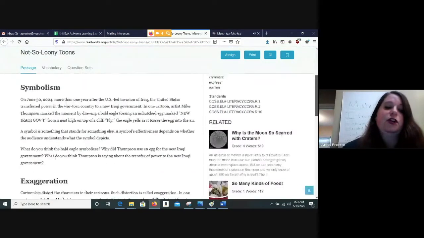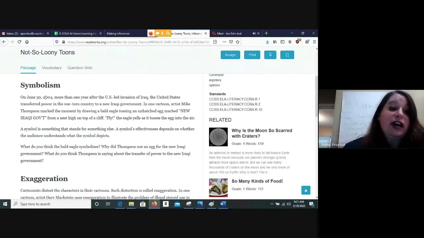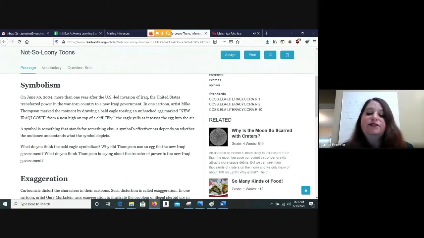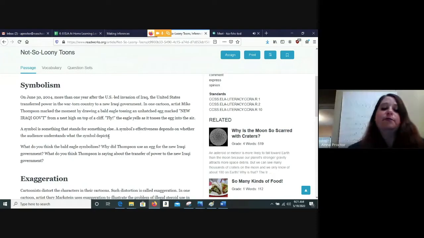Okay, we're going to go to the section called Symbolism. On June 30th, 2004, more than 1 year after the U.S.-led invasion of Iraq, the United States transferred power in the war-torn country to a new Iraqi government. In one cartoon, artist Mike Thompson marked the moment by drawing a bald eagle tossing an unhatched egg marked New Iraqi Government from a nest high on top of a cliff. "Fly," the eagle yells as it tosses the egg into the air. A symbol is something that stands for something else. So this is important. A symbol's effectiveness depends on whether the audience understands what the symbol depicts.